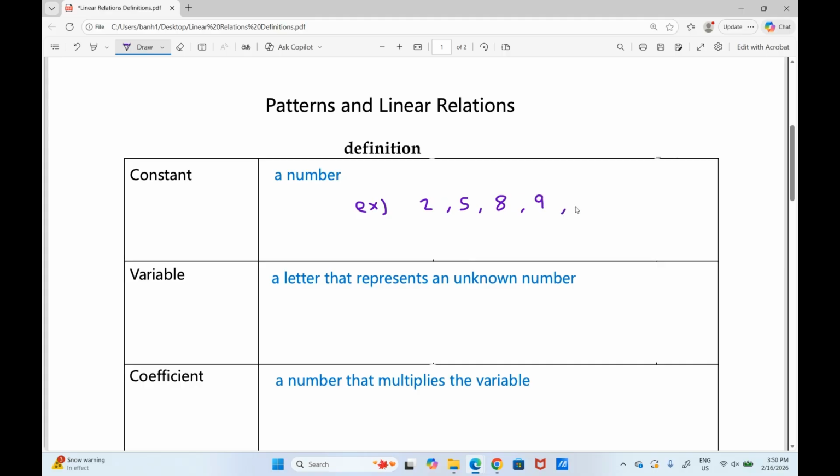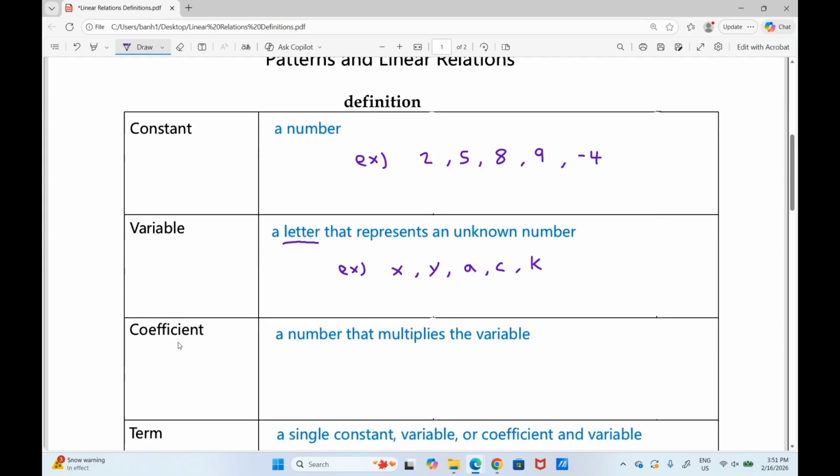These are just numbers by themselves, so they're constants. You can also have negative numbers as constants, so -4 can also be a constant. Now, variables are just letters that represent an unknown number. We can also use symbols to represent them, but for simplicity, we're going to use letters. So an example would be X, that's a very common example, Y, A, C, and K. These are examples of letters used to represent an unknown number.